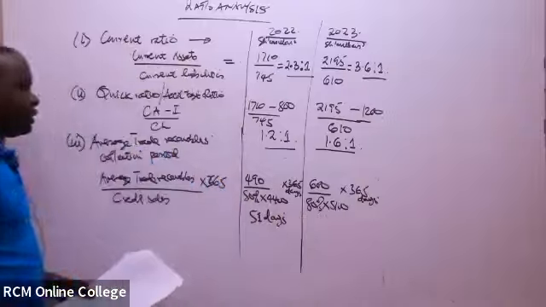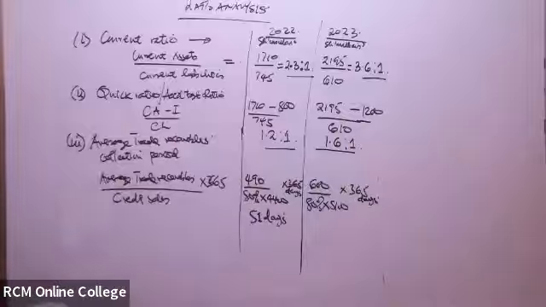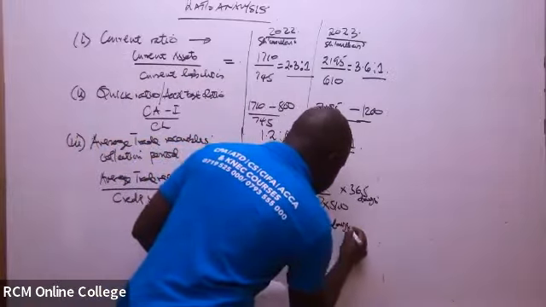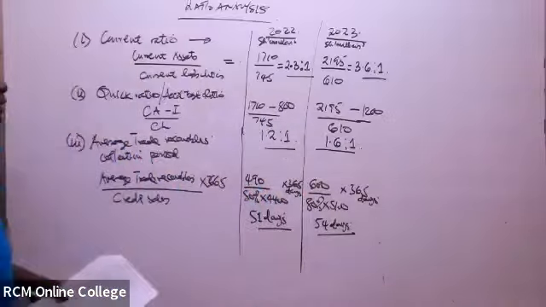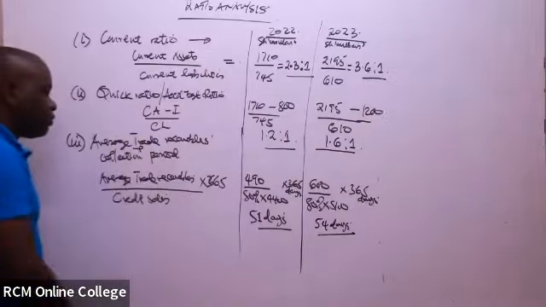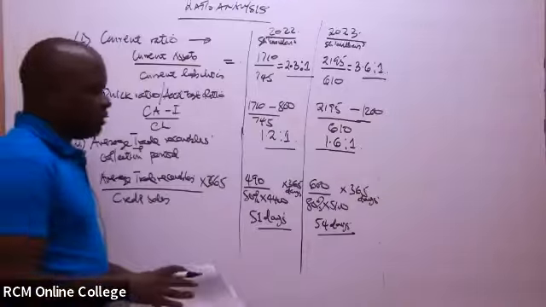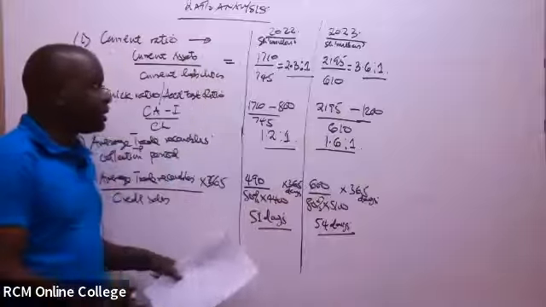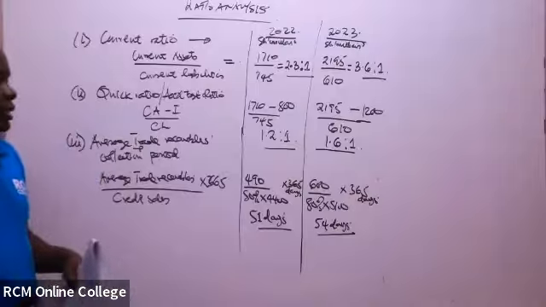Then this one is how many days? 600 over 80% multiplied by 5,100, multiplied by 365. You get 54 days. So what this means is that in the year 2023, they were taking longer to collect from debtors, by 3 days. This is basically the average period you take to get your money from your debtors. Averagely, you took around 51 days in 2022, and in 2023, you took 54 days.